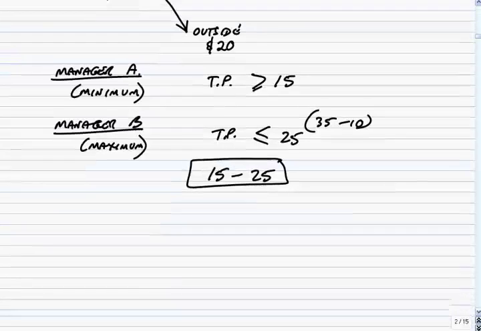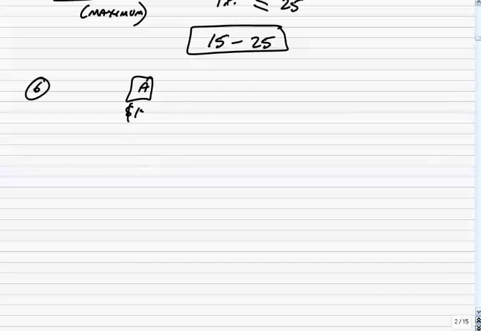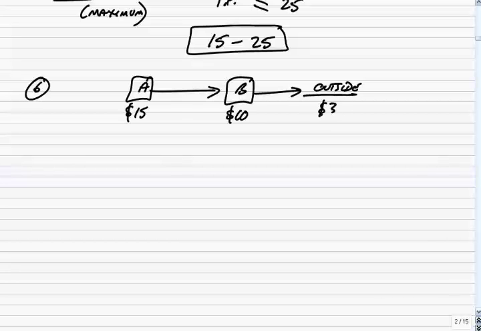Okay, let's move on to number 6. Division A has costs of 15. They transfer to division B, which has costs of 10, and B sells outside for 35. Again, A can sell part finished units externally for 20.